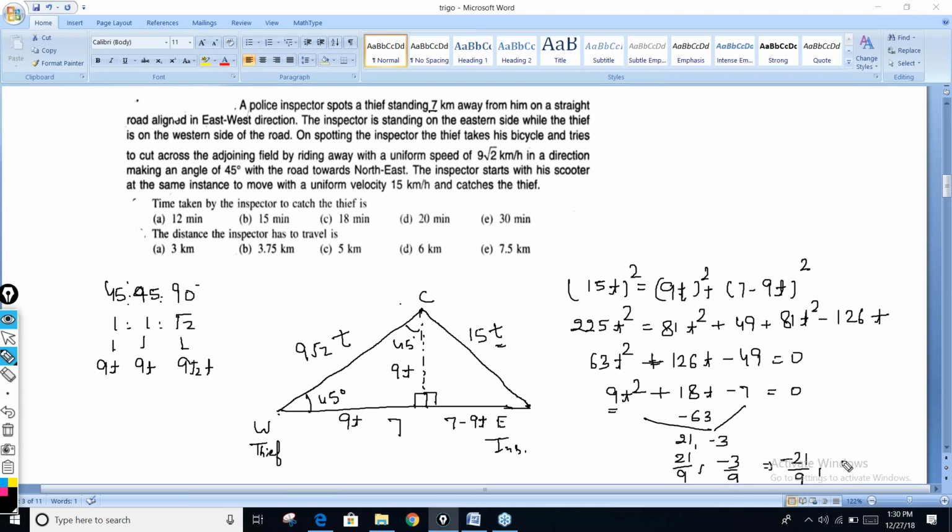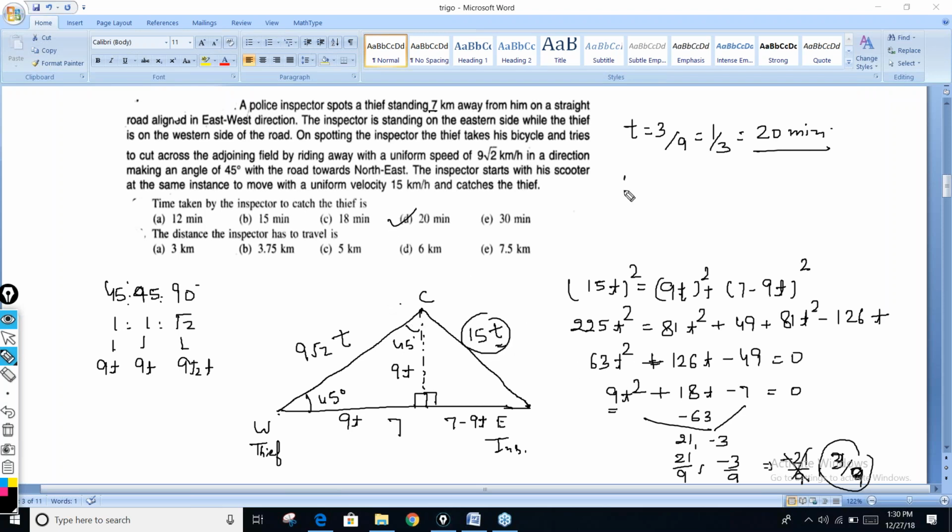So these are the two values, that is 3 by 9. I have written 1 by 3, which is the same. Negative t cannot be there. So the only possible value for t is 3 by 9, which is 1 by 3 hour, which is 20 minutes. So the first answer, how much time it took to catch the thief, it's 20 minutes.